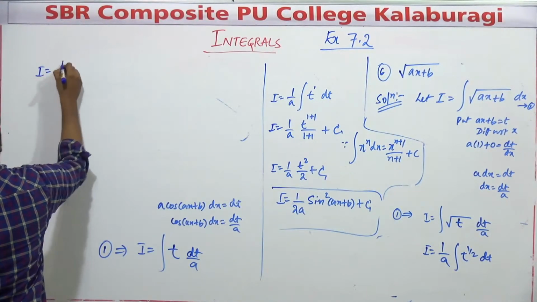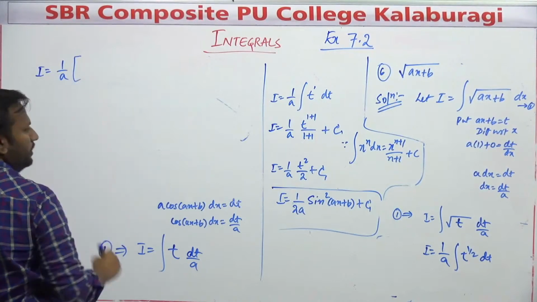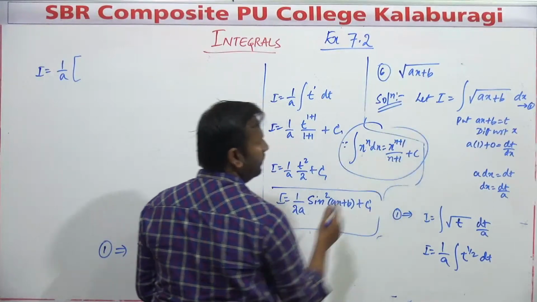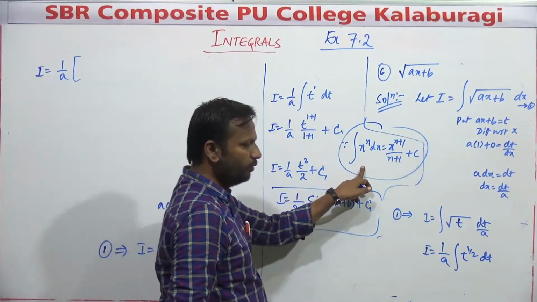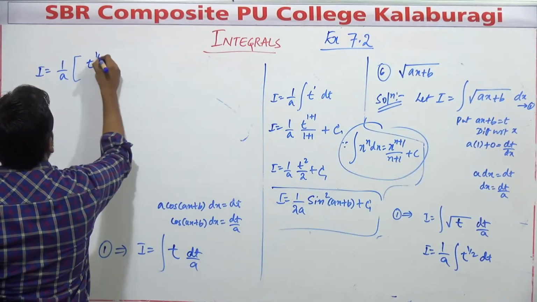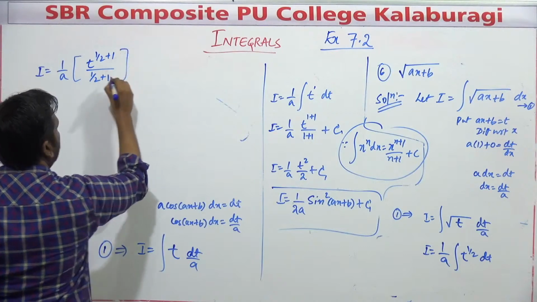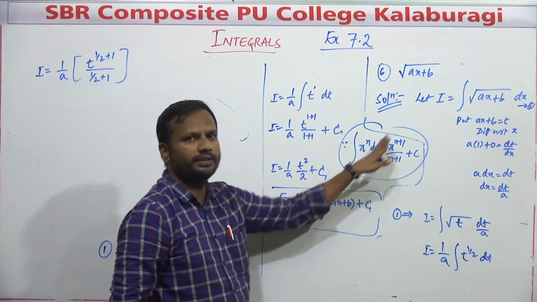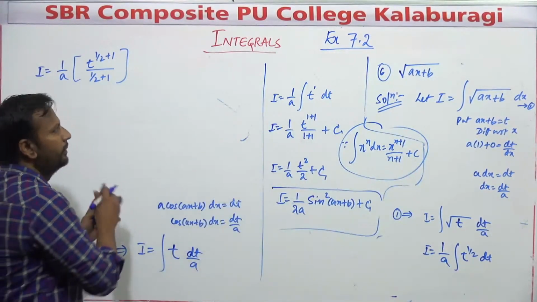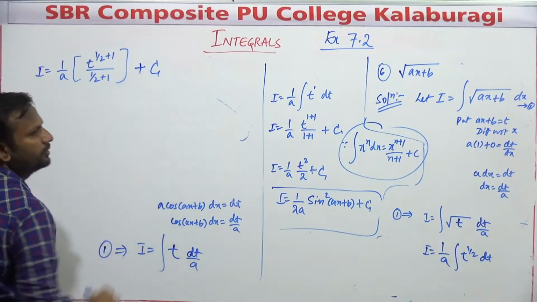So I equals 1 by a, right? Apply the formula now. It looks like x raised to n. What happens? X is t here. So what happens? T to the power 1 by 2 plus 1, whole divided by 1 by 2 plus 1. Yes or no? Integration of x raised to n is x raised to n plus 1 by n plus 1. It is in that format I have applied here. Plus c. After applying the integration, we have to write the integral constant plus c.